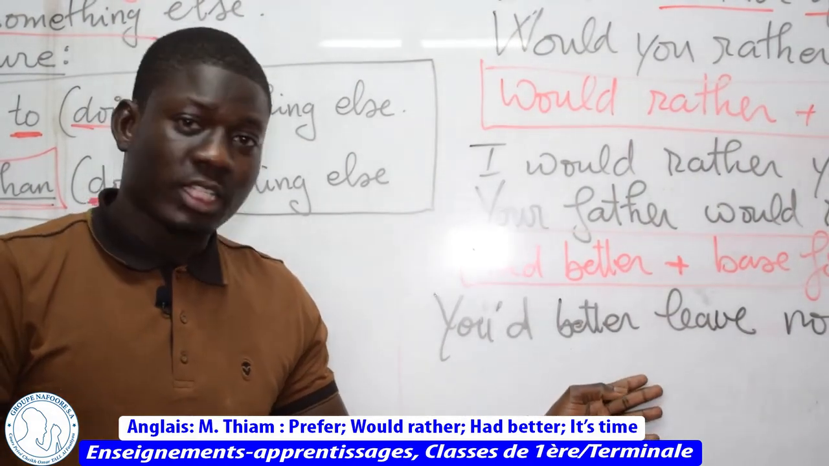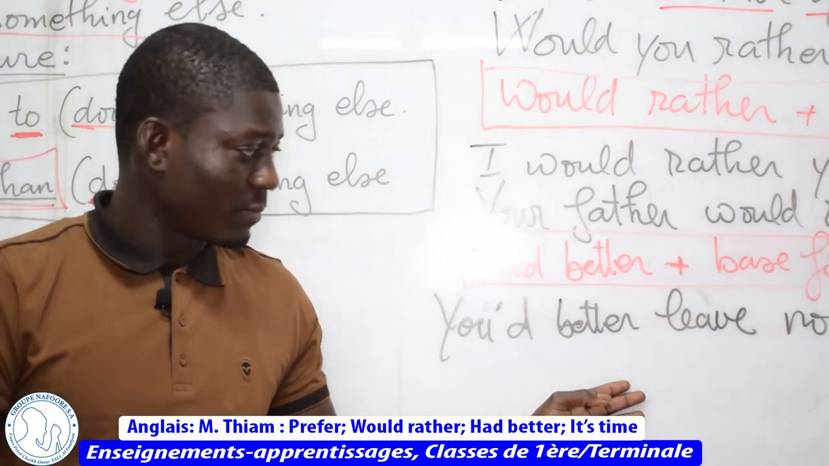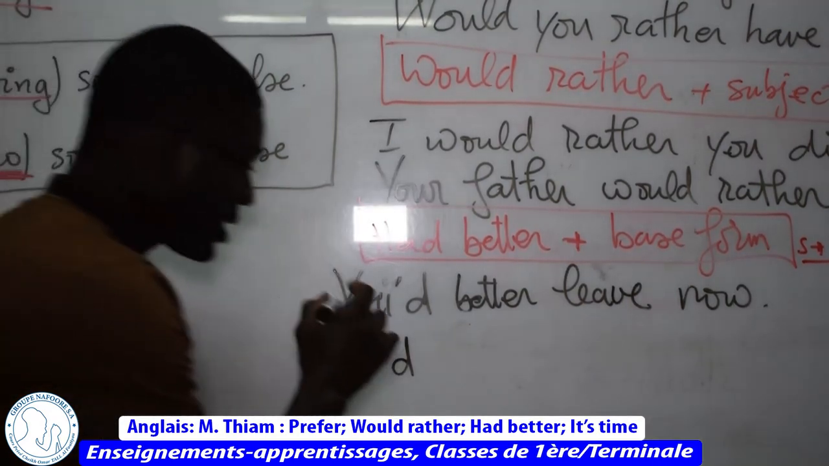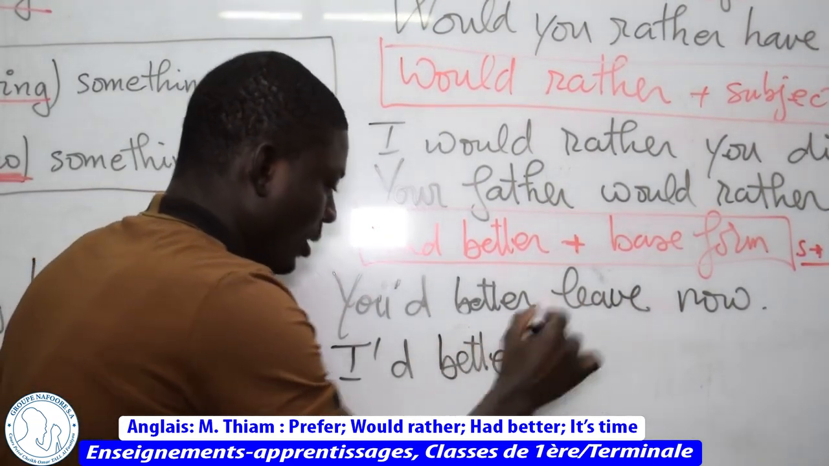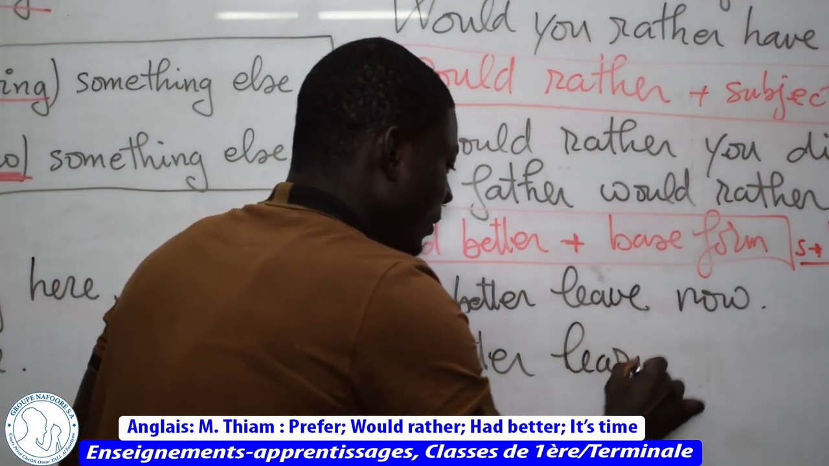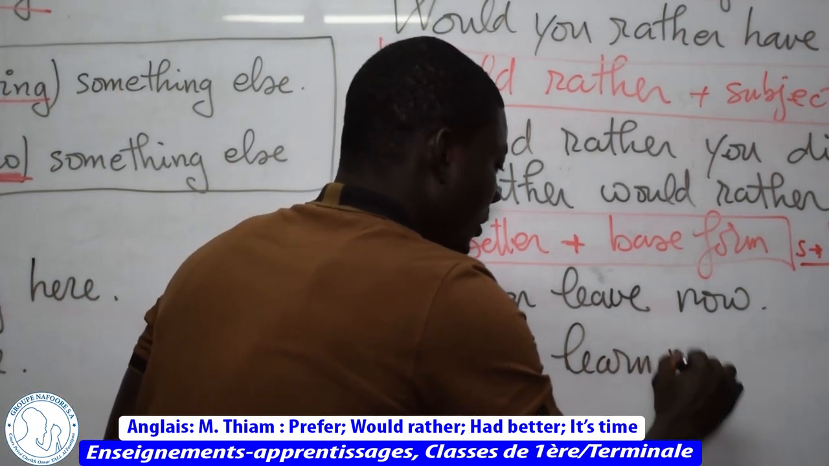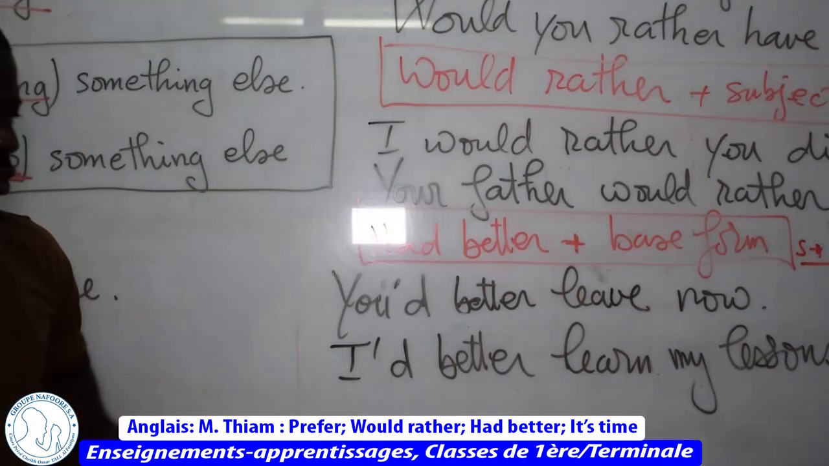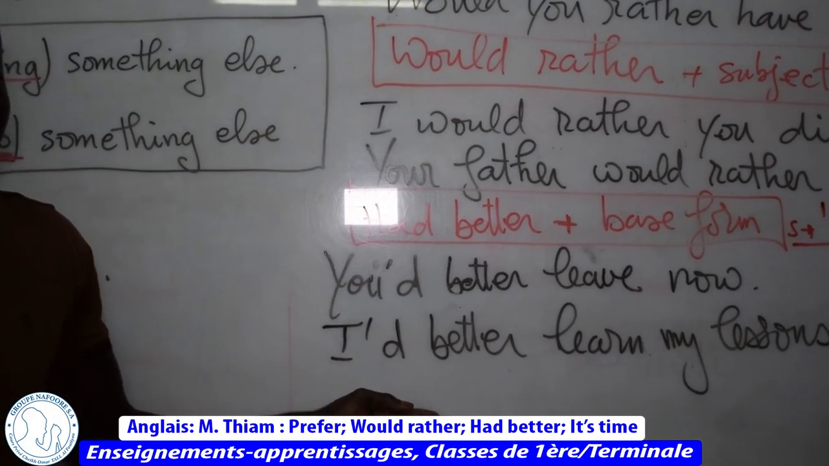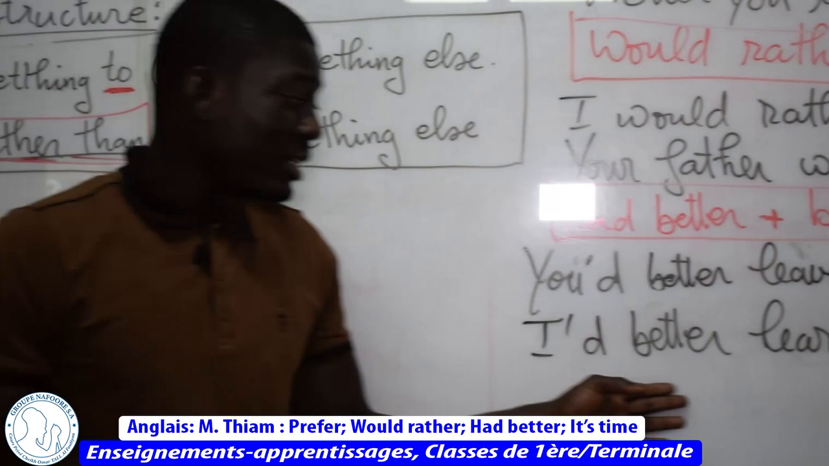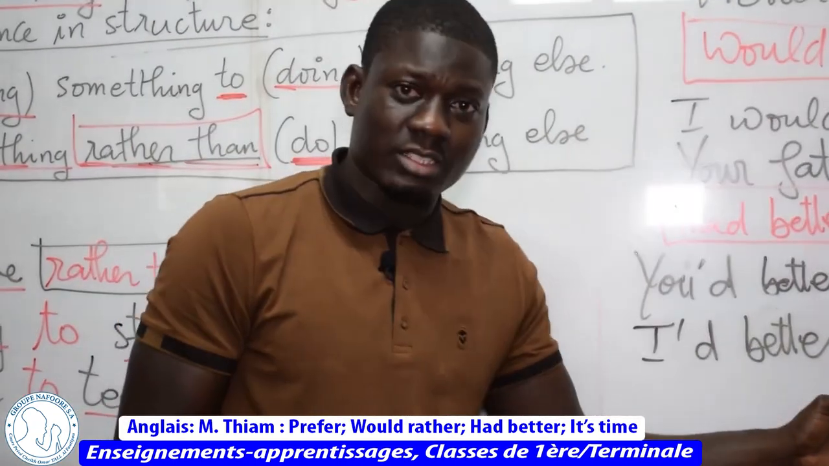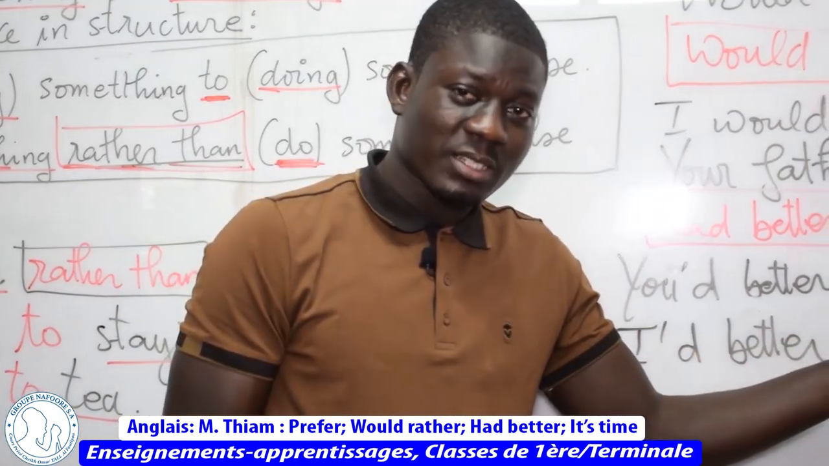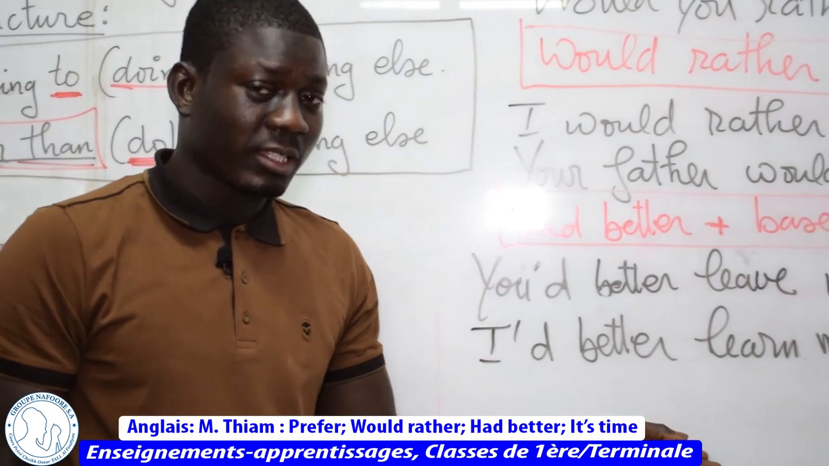This is a suggestion. This is a piece of advice. So, you can also have "I'd", not "I had", but "I'd better learn my lessons." Let us suppose that you were planning to have a test next week, for example. You say, "I'd better learn my lessons." Je ferais mieux d'apprendre mes leçons. Tu ferais mieux de partir tout de suite. So this is advice. C'est un conseil.